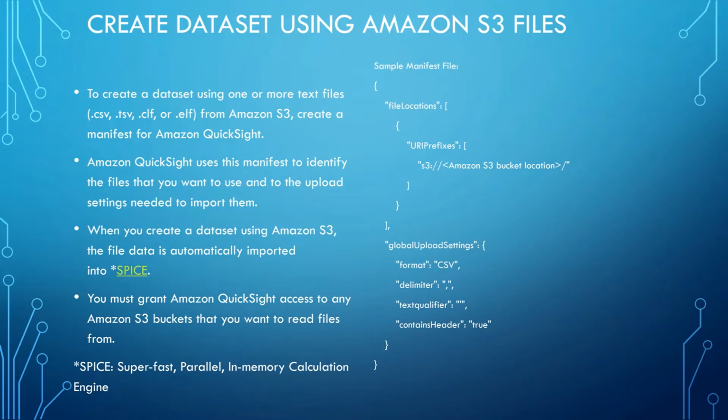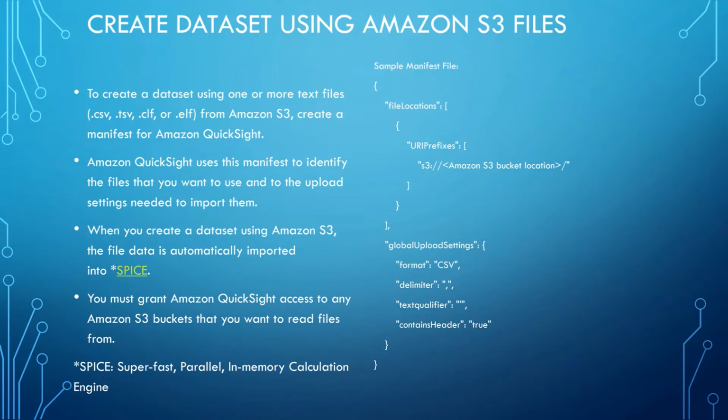To create a dataset using one or more text files from Amazon S3, we need to create a manifest file for Amazon QuickSight. I have given a sample manifest file on the screen here on the right side. Amazon QuickSight uses manifest to identify the files that you want to use and the upload settings needed to import them. When you create a dataset using Amazon S3, the file data is automatically imported into SPICE.